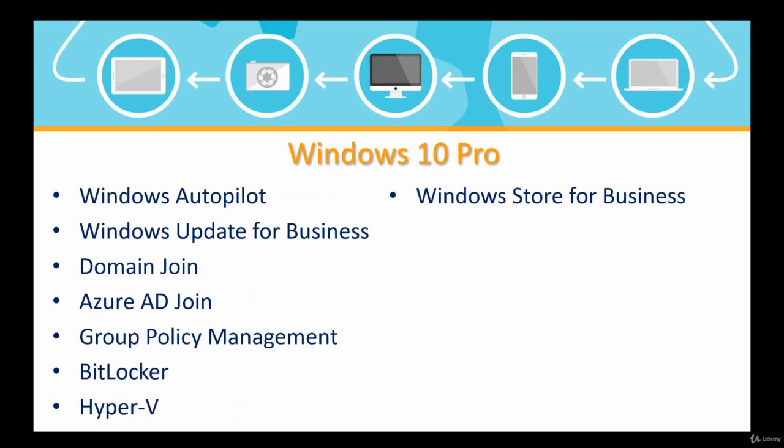Then you got Windows 10 Pro. Windows 10 Pro comes with more business-oriented features. So not only do we have all of the home-based features, but we've got these business-oriented features as well. We have Windows Autopilot. Windows Autopilot is going to allow us to control the deployment and installation features of a Windows 10 computer. Now, it doesn't actually deploy an image down to a Windows 10 computer, but it can provision an existing copy of Windows.